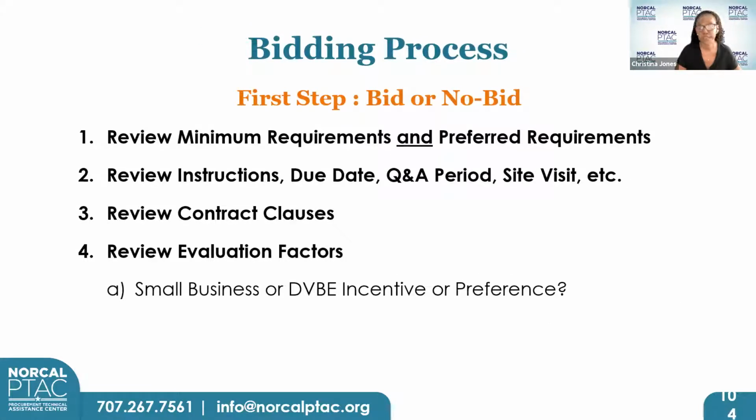So the first step is bid or no bid. What I always recommend is to look at, from starters, three different sections. You want to look at the instructions, of course, which will tell you a lot about your due date, your Q&A period, if there's a site visit, for example. But you also want to look at the scope in detail to see exactly what they're asking. And finally, the evaluation factors.